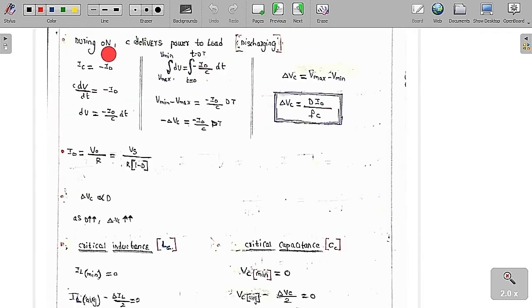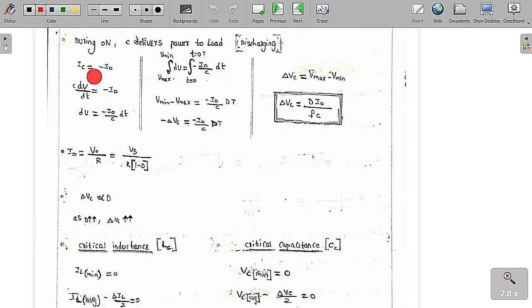See, during the on time, whenever the switch is on, the capacitor is going to deliver power to the load. So therefore the capacitor is discharging. Whenever the switch is on, what is going to happen? The freewheeling diode is off. So whatever the charge in the capacitor, it is going to deliver to the load. So therefore the capacitor is discharging. In this condition, IC is equal to minus I naught. This we have already discussed.